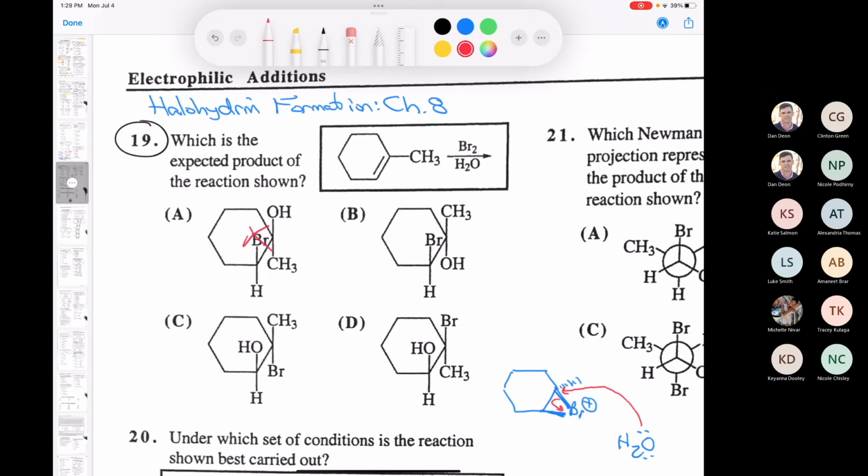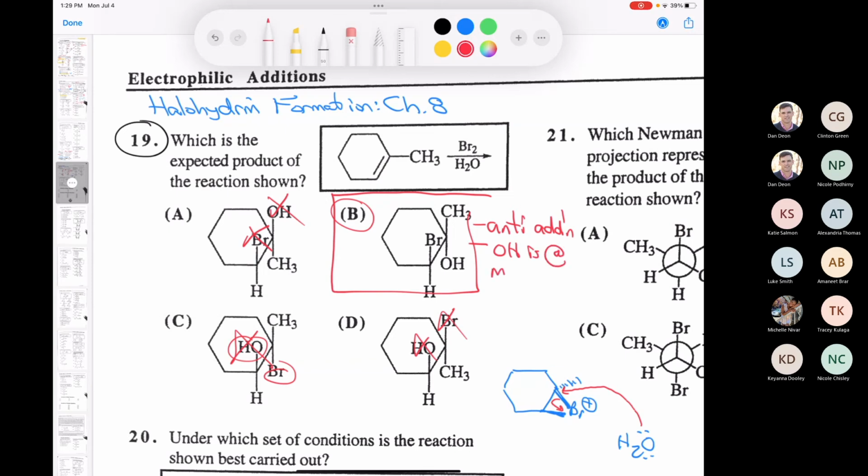So the answer can't be A because the bromine and the hydroxyl are in the same place. In B, they're anti to each other. In C, they're anti to each other, right? But the hydroxyl is not at the most substituted position. It's at the less substituted position. And here they're syn to each other. So the only possible answer is B because it's anti-addition, and the hydroxyl is at the most substituted carbon. So again, if you need to review it, it's halohydrin formation, which is covered in chapter 8.